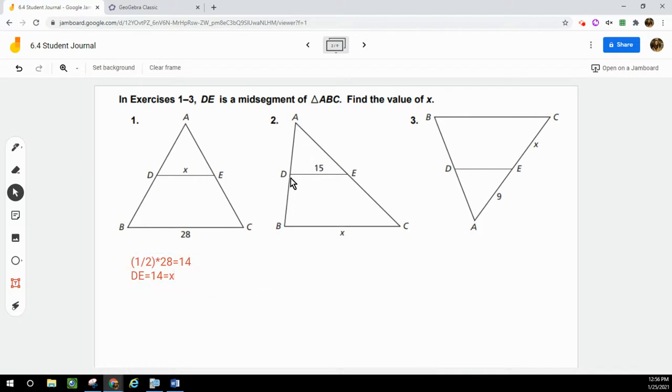In number 2, DE is the midsegment, which is 15, and x is going to be twice as much as it. So we could do 15 times 2, and that's 30. So x is 30, BC is 30. In number 3, if DE is the midsegment, that means that E is the midpoint, and if E is the midpoint, then AE and CE are both 9.